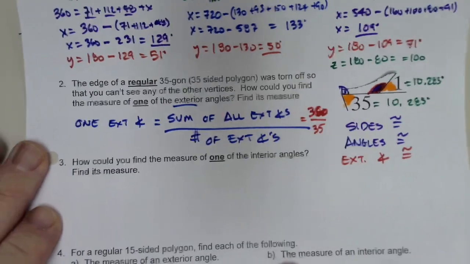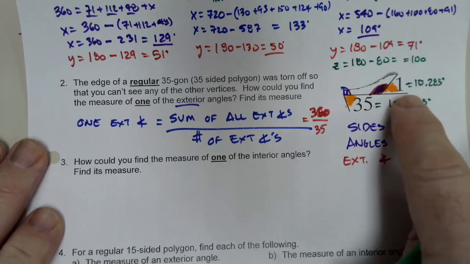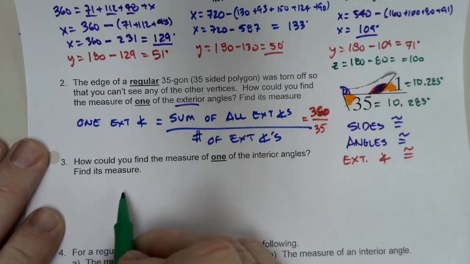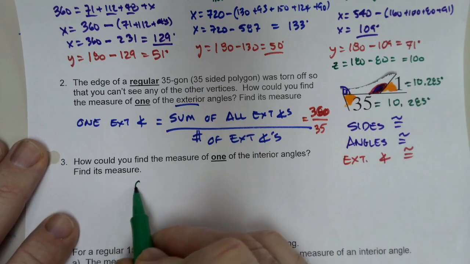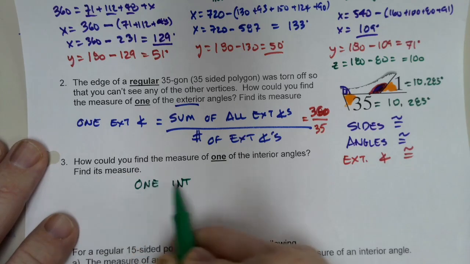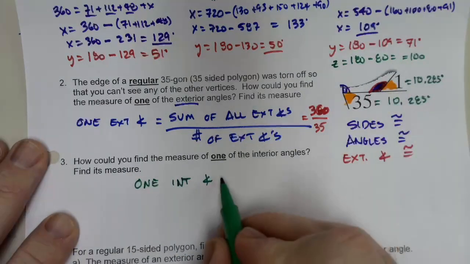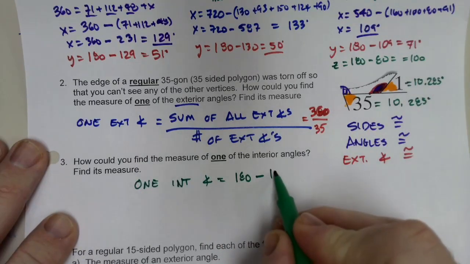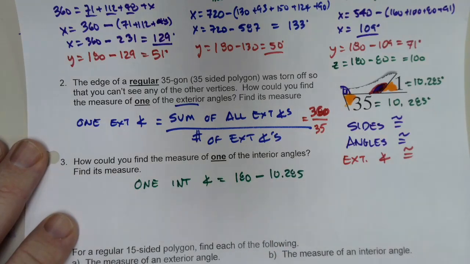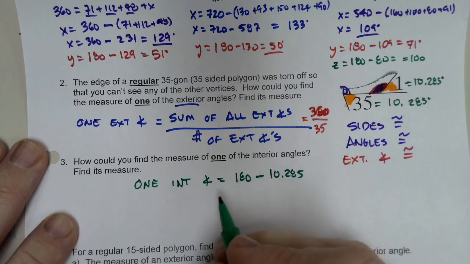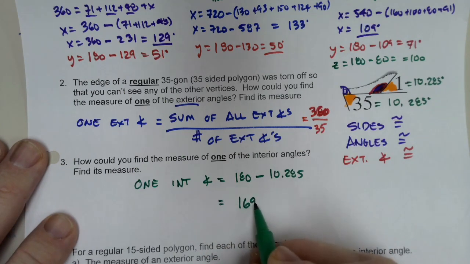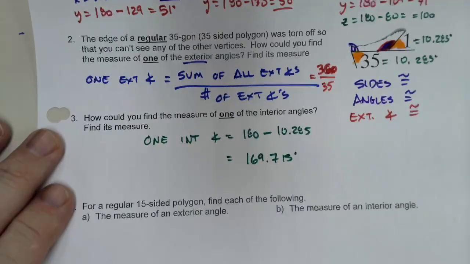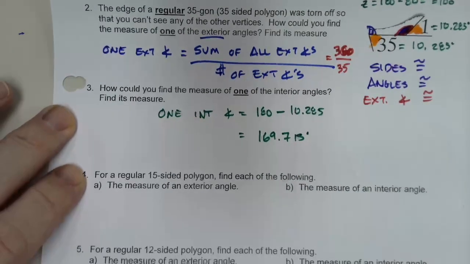Now, the next one is related to this, and it says, okay, if that's the exterior, let's find out what one interior is. Well, that's really simple. That's just going to be, so one interior angle. Remember, these are linear pairs. It's simply going to be 180 minus what we just got right there, the 10.285 for the exterior. If you put that in your calculator, that's going to give you 169.715 degrees.